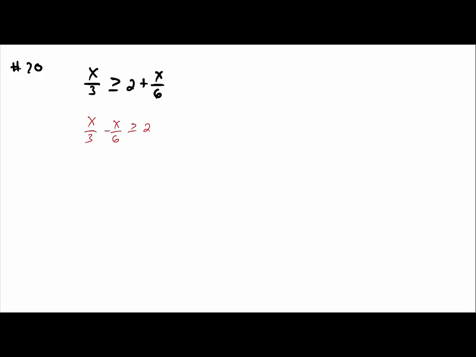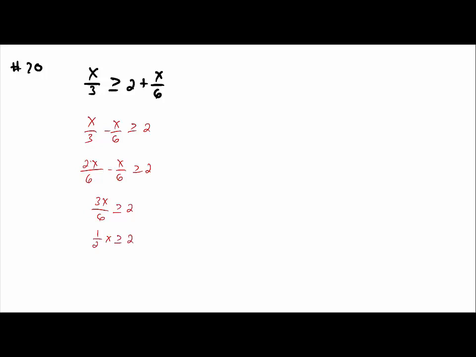And at this point, I can multiply everything by 6, so I can combine these two. By doing that, I can just multiply the first fraction by 2. So I get 2x over 6 minus x over 6 is greater than or equal to 2. So I get 3x over 6 is greater than or equal to 2. I can simplify this to 1/2. So I get 1/2 x is greater than or equal to 2.